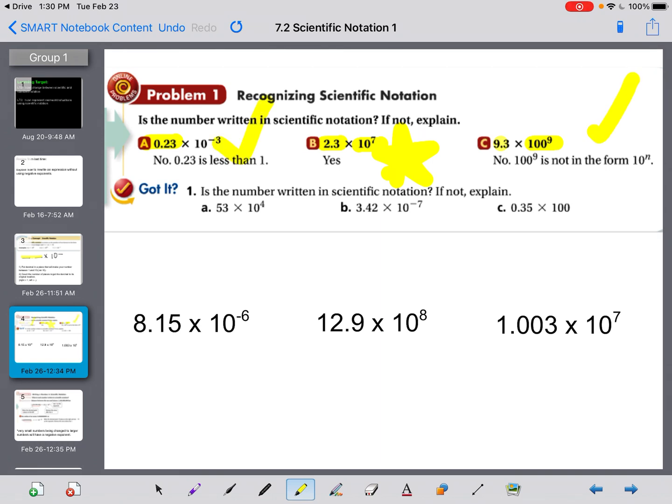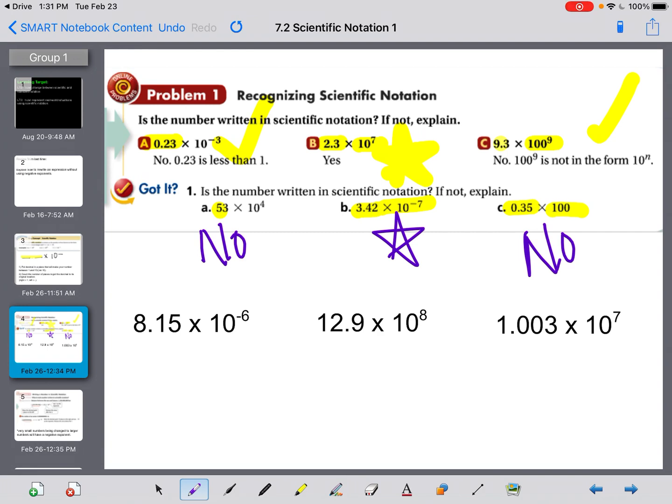All right, we're going to look at these next three, the A, B, and C that you should have in your notes. If I look at the first one, because this is not a number between 1 and 10, it is not in scientific notation. Okay, this is a number between 1 and 10, and this is a power of 10, so this one is in scientific notation. And the third one, this is a number that is not between 1 and 10, and this also is not a power of 10, so this doesn't meet either of the criteria, so those are not written in scientific notation.